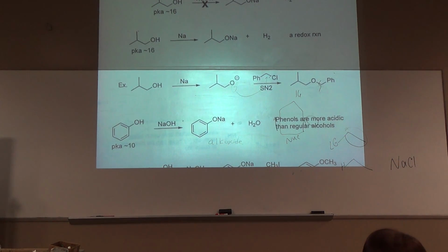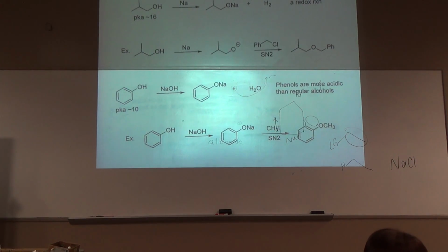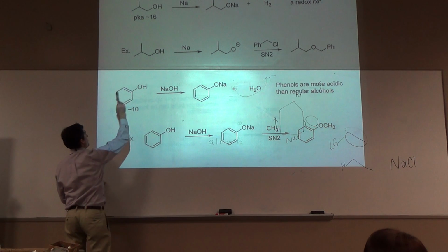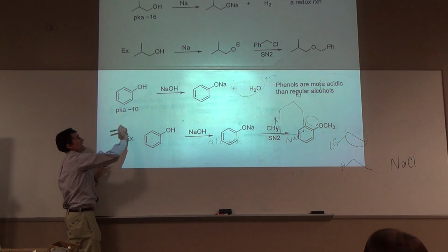Of course, ethers were used back in that time as anesthetics and stuff, put people to sleep, etc. Okay, phenols. With the OHs on the benzene ring, it's a phenol. Phenols are more acidic. Why? Because the anion would be resonance stabilized.